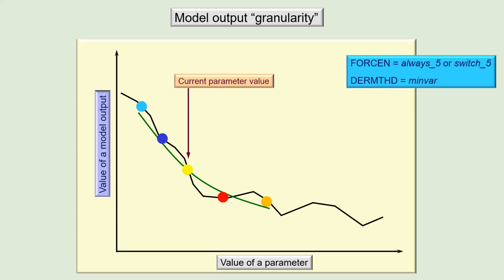PEST provides that option, and if we have a 5-point derivative stencil, we can use those 5 points in two different ways. We can either obtain a minimum variance solution to this interpolation problem to give us an approximation to the derivative at the central point, or we can do a maximum precision option. Minimum variance is normally the best. This, of course, requires 4 model runs per parameter per iteration. The 5th is left over from the previous iteration. It's the current model output pertaining to the current value of the parameter, so we don't have to do that model run.